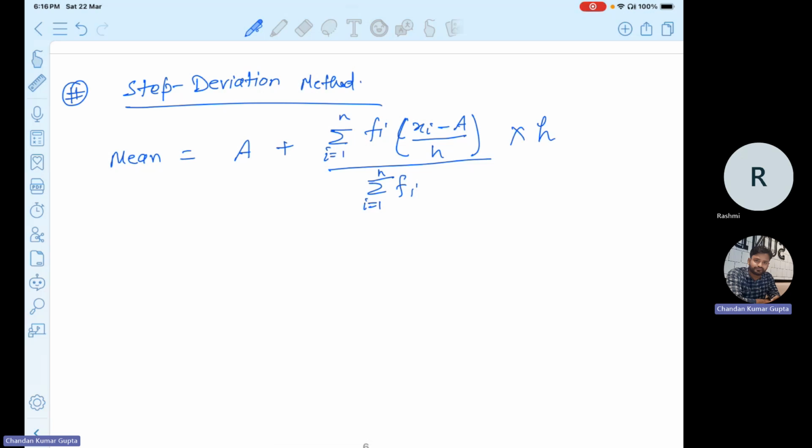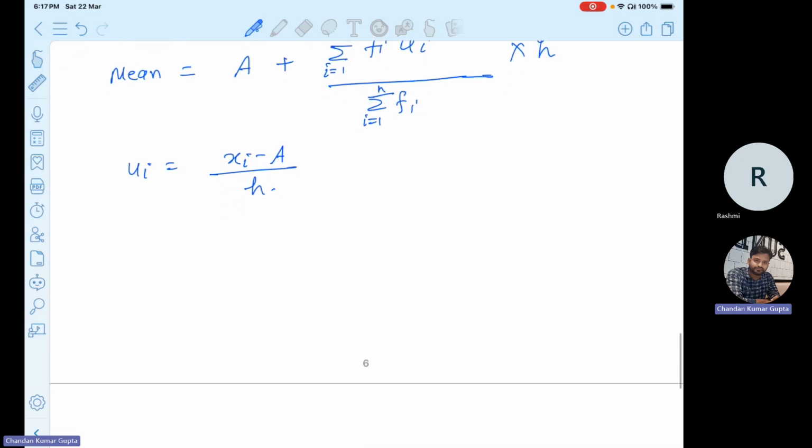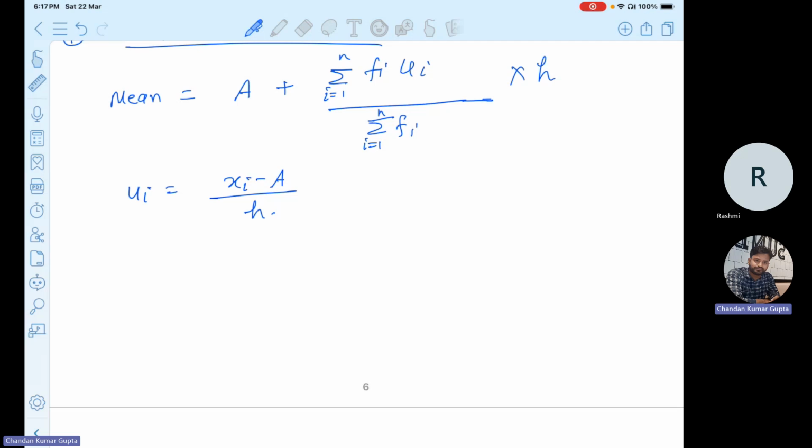Okay, so this is the assumed mean method. Here xi minus a upon h, let me write it in a simpler format. Sometimes we also write it as fi ui, where ui is nothing but xi minus a upon h. It makes the data simpler so that we are able to calculate the mean value by hand or manually as well. So this is the formula we are going to use to calculate the mean value.